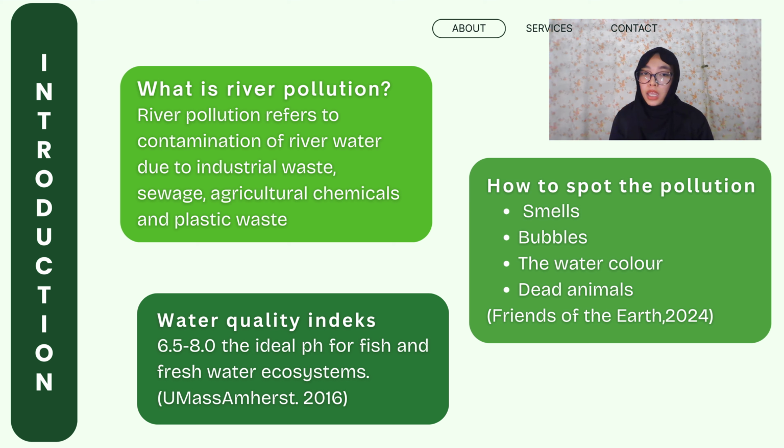To understand river health, we also look at the water quality index. One important indicator is the pH value. The ideal pH level for fish and freshwater ecosystems is between 6.5 and 8.0. If the pH goes beyond this range, it can harm aquatic life.